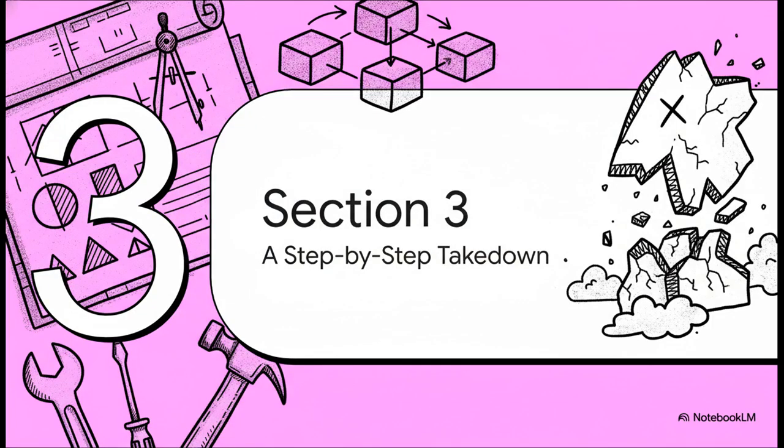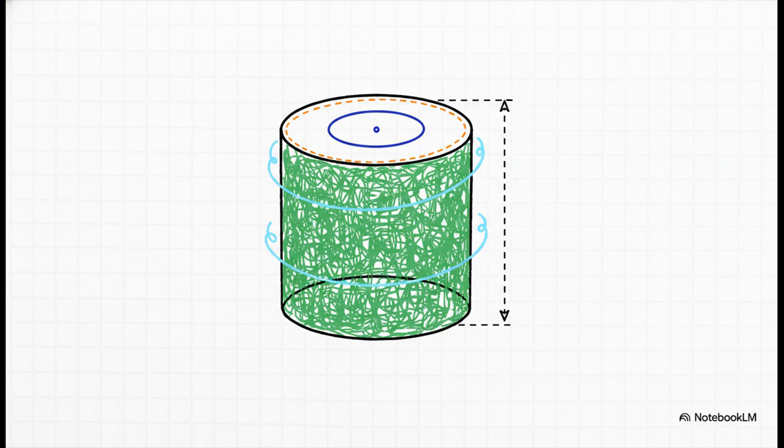Okay, we've got our blueprints, we've got our tools. Now it's time to put it all together and actually solve something. We're going to do a full step-by-step takedown of that big 4-mark problem we talked about at the start. So here's our target problem. We've got a hollow cylinder, it's 21 centimeters high.